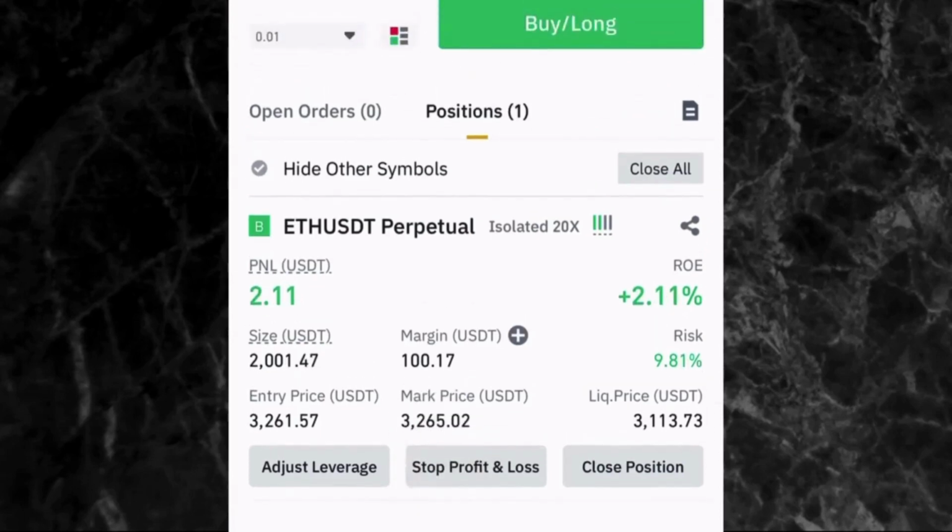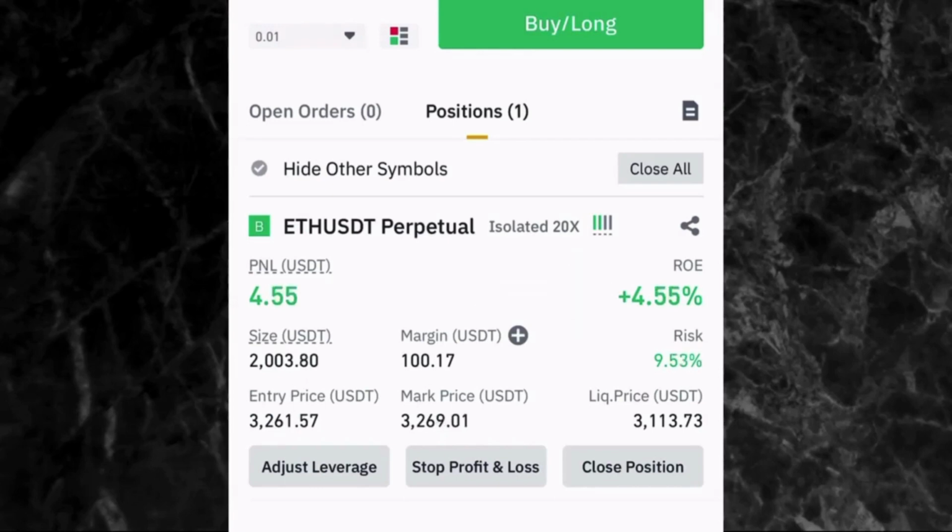Now, if you come to where you have PNL (USDT), it's showing you the amount of profit you've made in USDT. So right now we are on $2 profit. And then on the other side where you have ROE, it's showing us the percentage of profit that we have made. So right now we have made 4% profit.